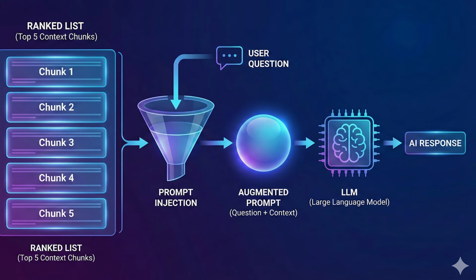Once we've got our final ranked list, we take the top results, let's say the top 5 chunks, and inject them directly into the prompt. So the LLM doesn't just get your question, it gets your question plus the most relevant context from the documents. And that is the key idea. The model does not need to know everything, it just needs to know where to look. And we give it exactly that. Let me now show you a quick demo of how this works in action.